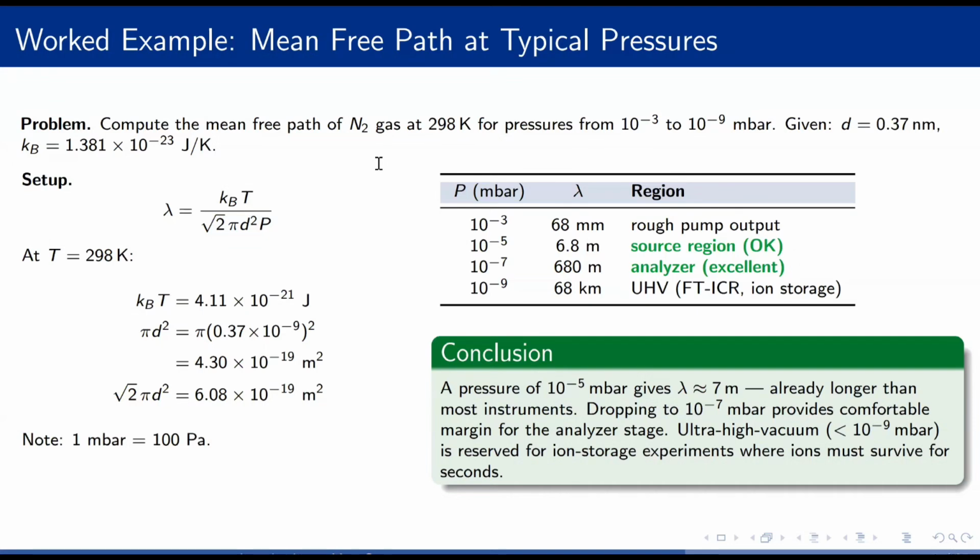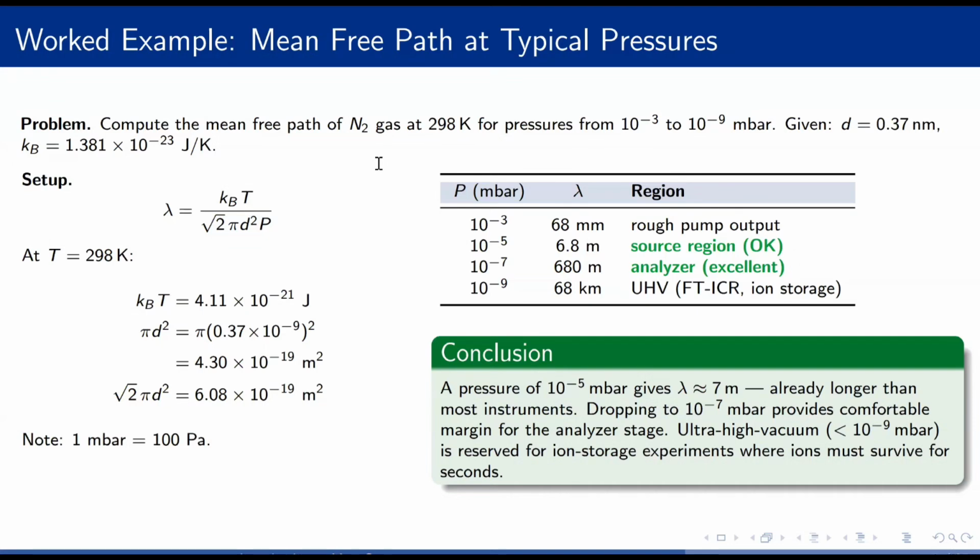The setup is straightforward. kB times T at 298 Kelvin is 4.1 times 10 to the minus 21 joules. Pi d squared is 4.3 times 10 to the minus 19 meters squared. The square root of 2 times pi d squared factor is 6.1 times 10 to the minus 19. And remember to convert millibars to pascals. 1 millibar is 100 pascals. I plug in the pressures.